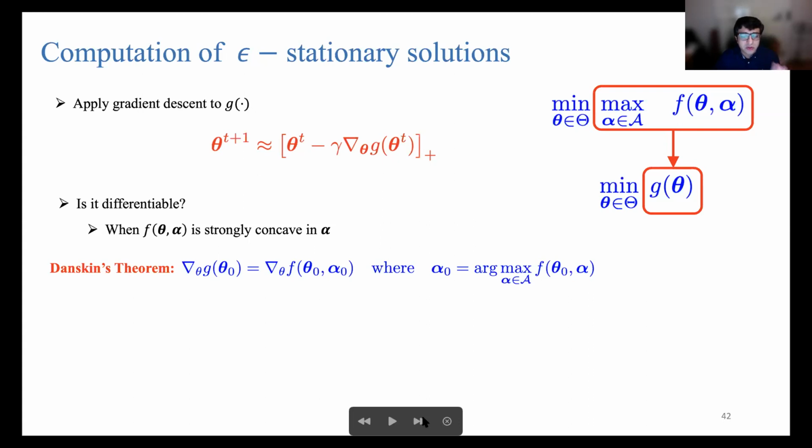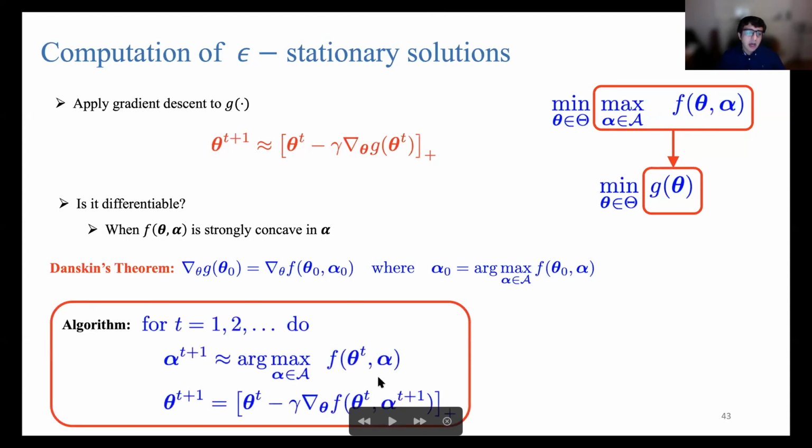I'm assuming right now strong concavity with respect to alpha. So for any given fixed theta, the function is strongly concave in alpha, but your function could be non-convex in theta, though still smooth. So one idea for solving this min-max problem would be to find an approximate argmax, and then apply a gradient descent step with respect to theta.